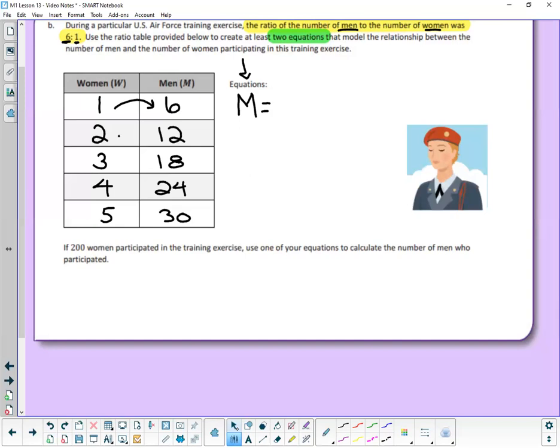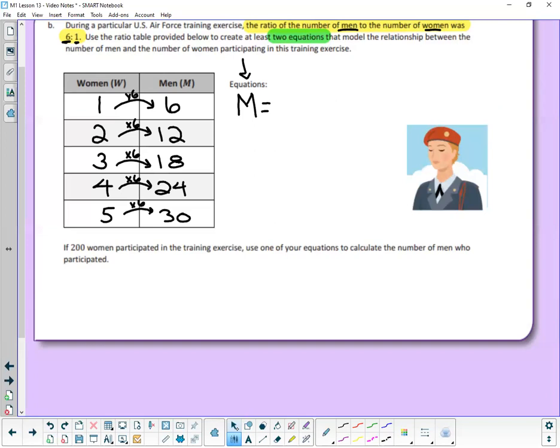But check this out. I'm going to tell you right now, the relationship between the columns in a ratio table is always going to be multiplication. It's never going to be addition. So here, I did 1 times 6 is 6. 2 times 6 is 12. Seems to be a pattern here. Let's check it. Well, 3 times 6 is 18. 4 times 6 is 24. And 5 times 6 is 30.